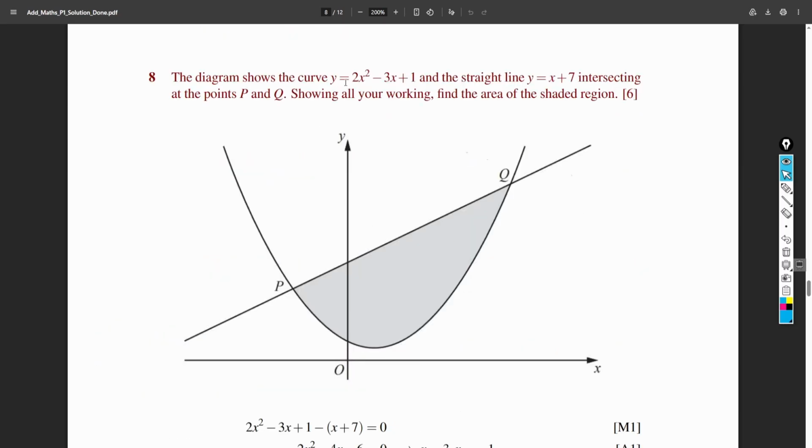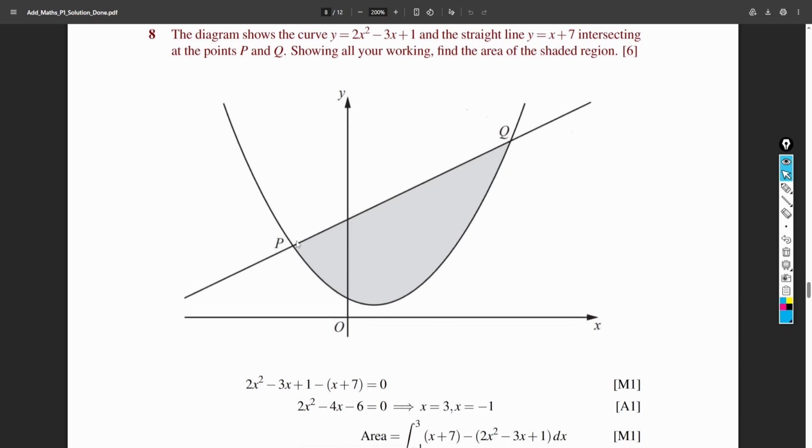So over here we have a curve with this equation and a straight line with this equation. So this is the straight line and this is the curve intersecting at points P and Q. Showing earlier, we can find the area of the shaded region. So we need to find the area of this. So before that, we need to know the limits, right? So basically this is an integration question. We integrate the straight line and remove the curve from it. But in order to do that, we need the limits. So how to get the limits? These are simply the intersection points of these two lines.